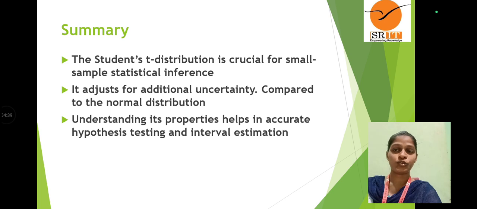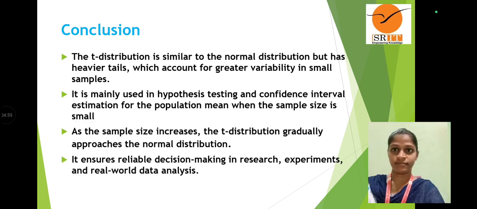Summary. The student's T distribution is crucial for small sample statistical inference. It adjusts for additional uncertainty compared to the normal distribution. Understanding its properties helps in accurate hypothesis testing and interval estimation.